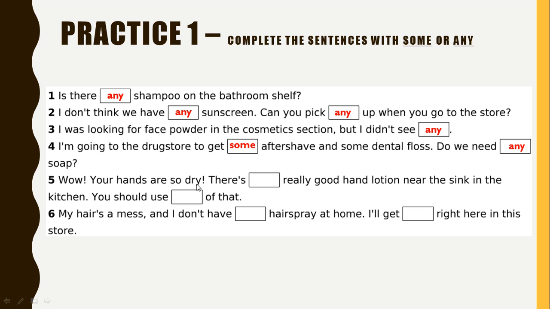Wow, your hands are so dry. There's really good hand lotion near the sink in the kitchen. Okay, so it's a positive statement, some. You should use some. Okay, positive, no negative. My hair's a mess and I don't have any hairspray at home, negative statement, any. I will get some. Okay, here we have a positive statement. It's not a question. We use some.